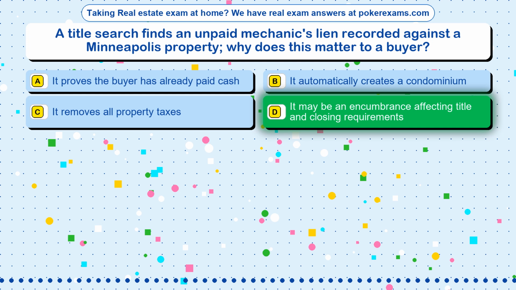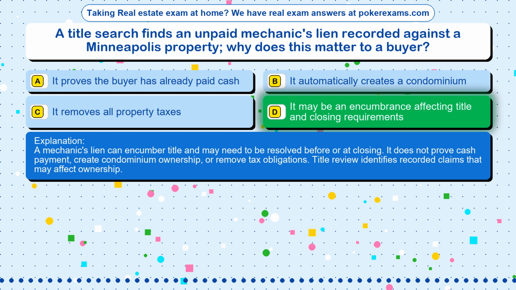The correct answer is option D. It may be an encumbrance affecting title and closing requirements. A mechanics lien can encumber title and may need to be resolved before or at closing. It does not prove cash payment, create condominium ownership, or remove tax obligations. Title review identifies recorded claims that may affect ownership.